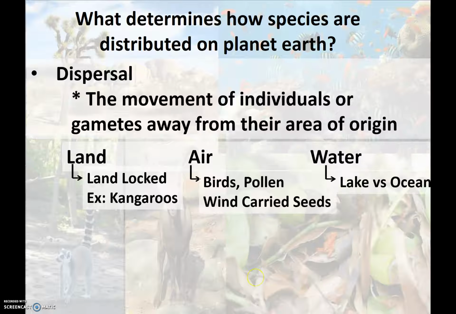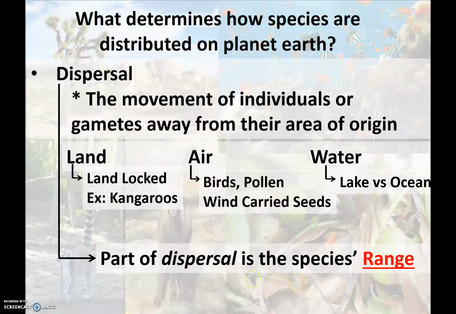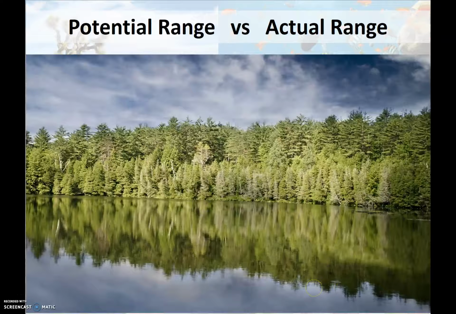And then there's water. And when we look at water, lakes, you're going to have isolated populations because they're limited to that lake. Whereas in the ocean, well, it covers 70% of our Earth. And so dispersal is also part of the species range. And when you look at the word range, we can divide it into two categories: the potential range versus the actual range.